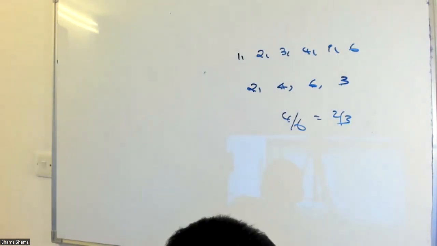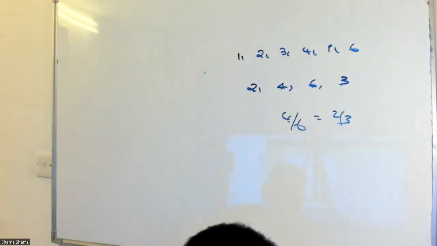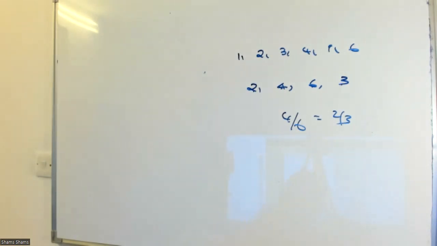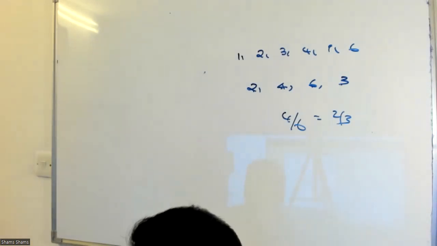Question number 5. A number 3 or 4. Okay. What is the answer? A number 3 or 4, what is the meaning? How many numbers are there? Sir, 2. Two numbers only. 3 or 4, that means 2 numbers. 2 by 6. Okay, write down.